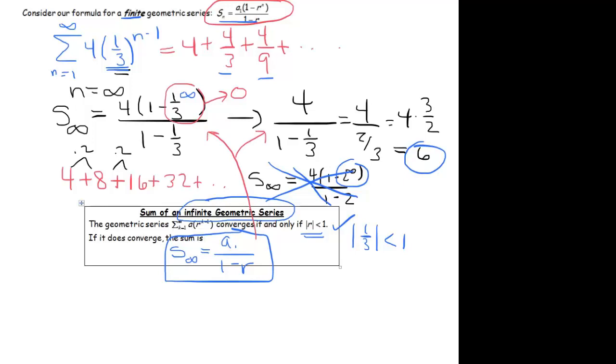I'll do a few examples so you can get some fluency with it, but hopefully you get a sense of, first of all, what we mean by converging, and also that we have a formula for an infinite geometric series only if your r value is a fraction less than 1.